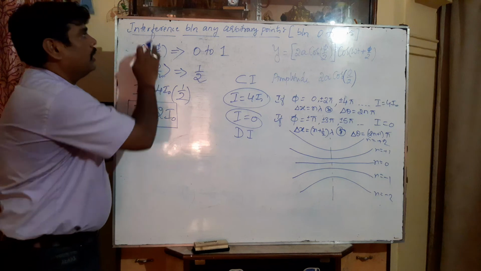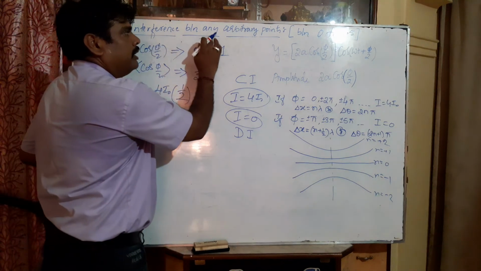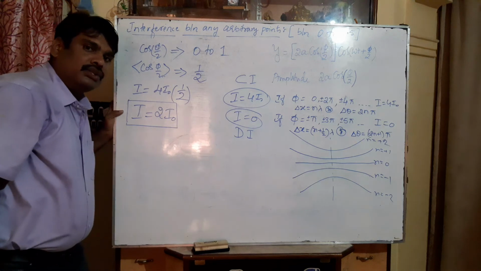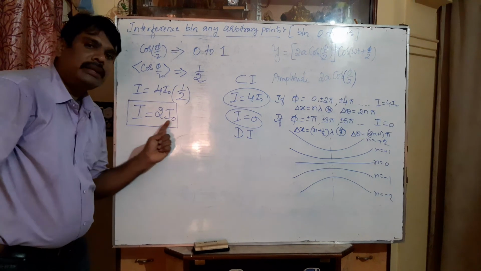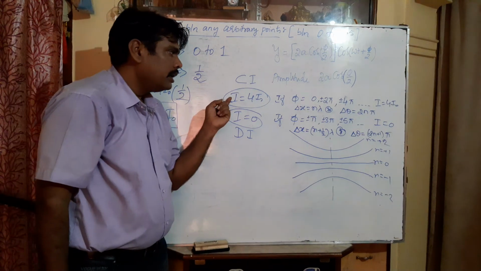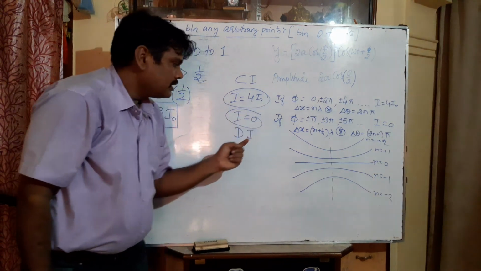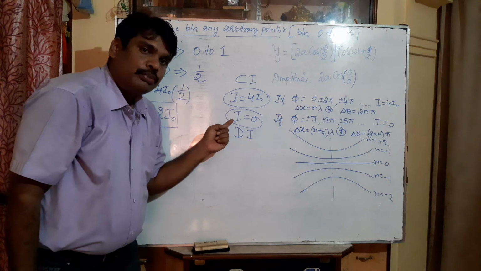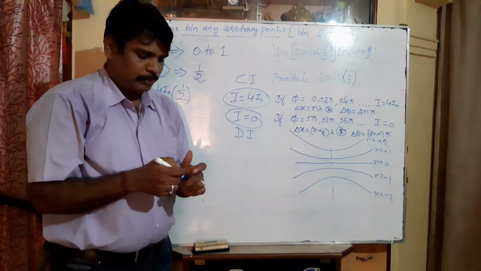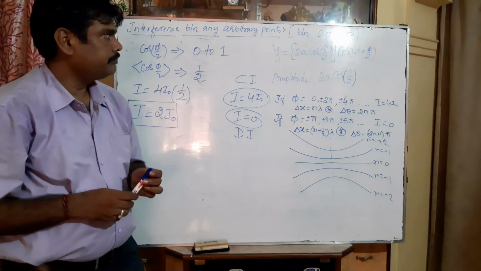So this is what I want to conclude. If the interference pattern takes any arbitrary point, what is the intensity at that region? The intensity is 2 times I naught. What is the intensity at the constructive position? It is 4 times I naught. What is the intensity at the destructive position? It is I equal to 0. So I hope you all understand this one.